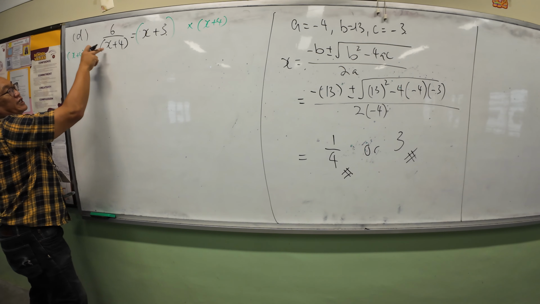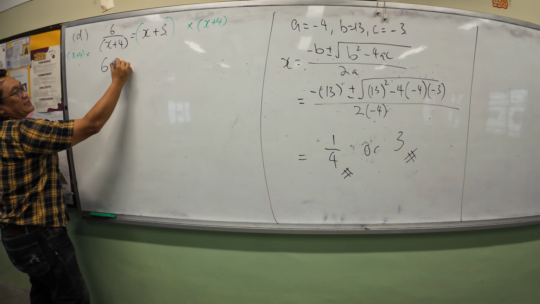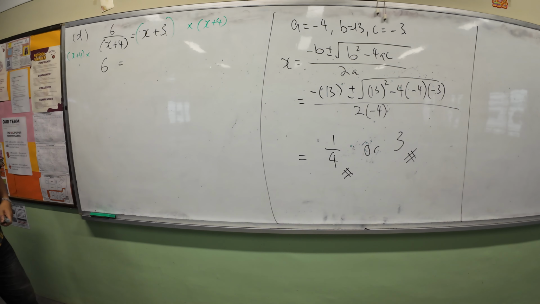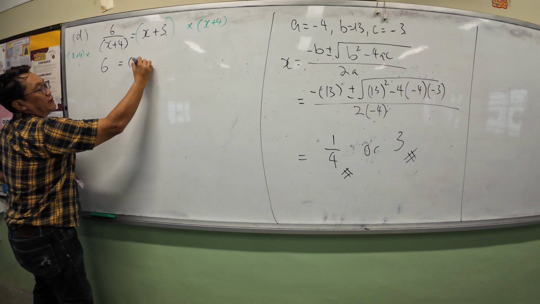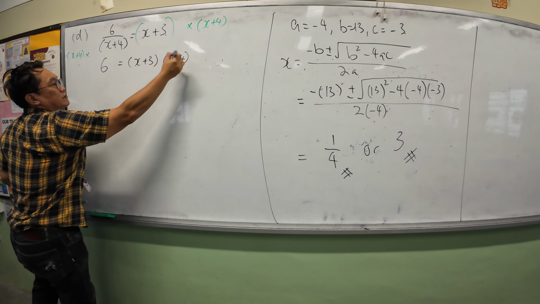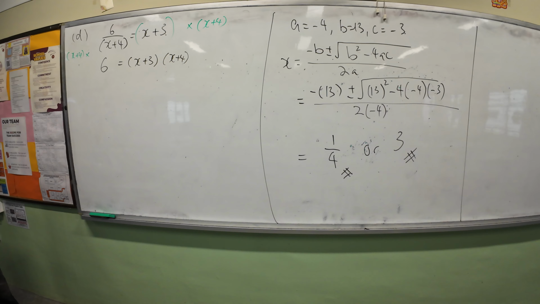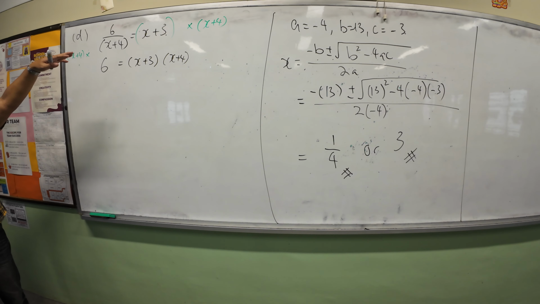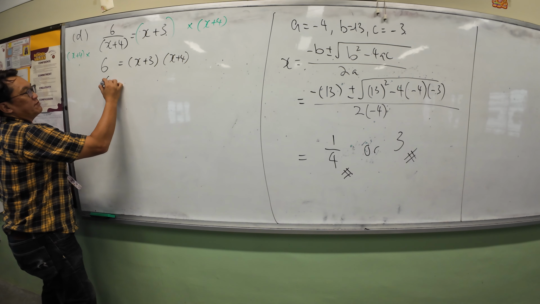Then this will cancel with this. My left hand side left with 6. Then my right hand side will have x plus 3 multiply x plus 4. Okay? Okay, then simplify.